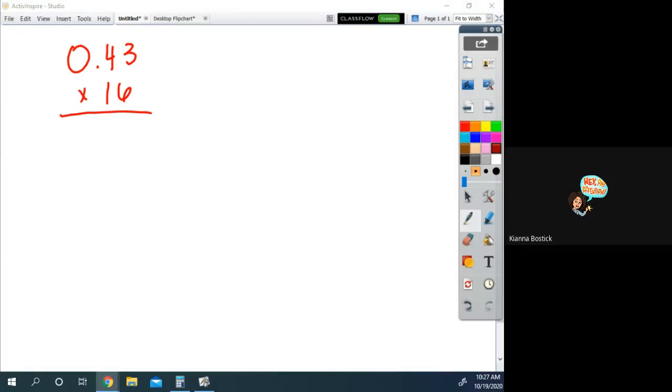Today we're going to work on multiplying decimals. It's really not too different than just multiplying any old numbers. So I'm going to show you how we're going to do this. If I have 0.43 times 16, again, we're just going to multiply like normal first.